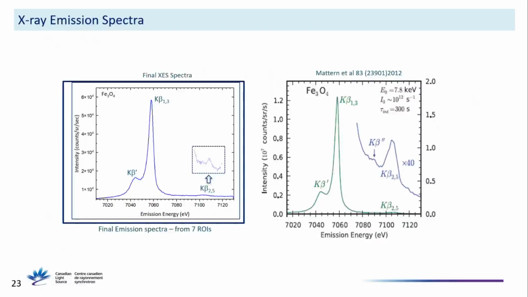So this is from one of the references from APS. And this is our spectra. It looks pretty much identical, but the K beta 2,5 peak is multiplied by almost 40 in theirs. For example, here I had to multiply about 500 times. Even then, it's not very resolvable.